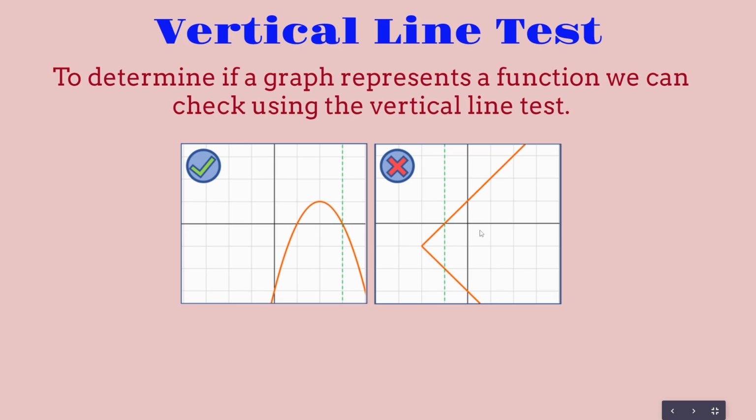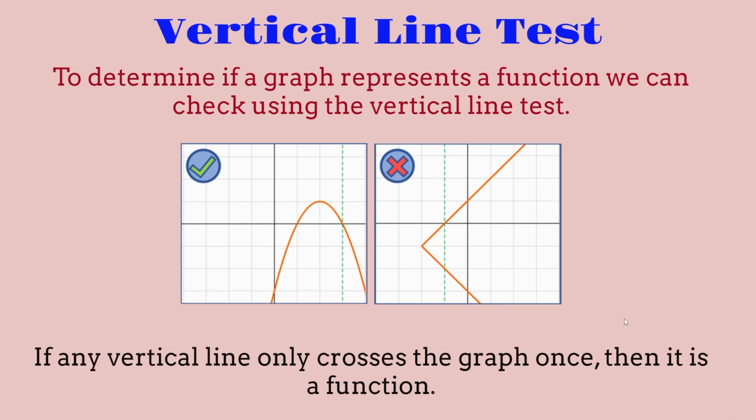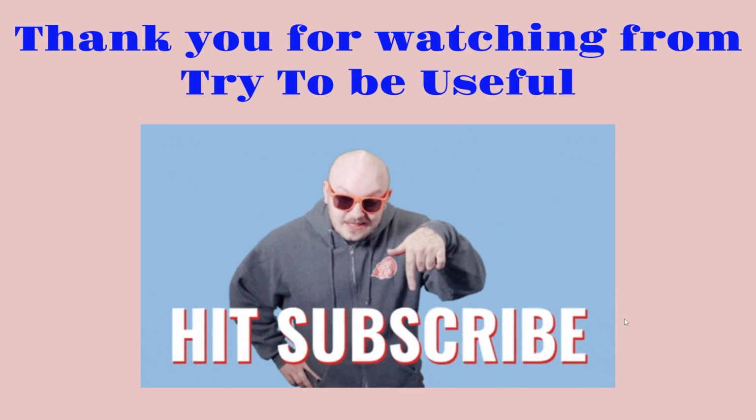But in this case, if we look at this one and do this vertical line test, we can see that for the same x, we have multiple different y values. Since there are multiple different y values, this cannot be a function. So in this case, the first one is a function and the second one is not a function. If any vertical line only crosses the graph once, then it's a function, and if it crosses twice or more, then it is not a function. So that summarizes everything for the introduction to functions.